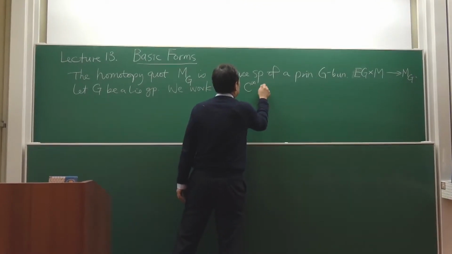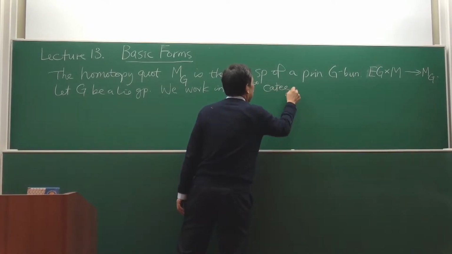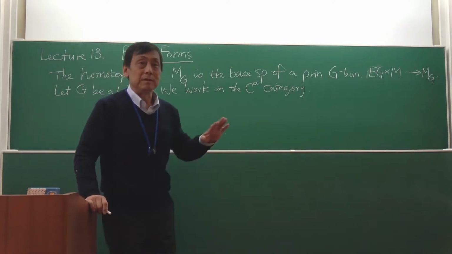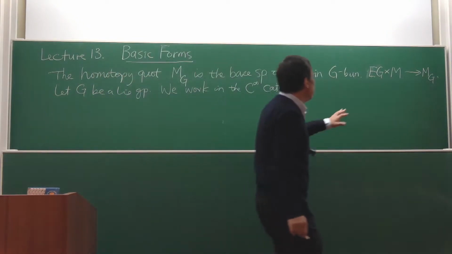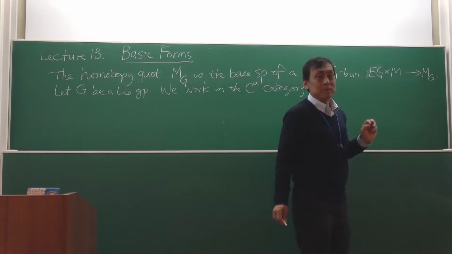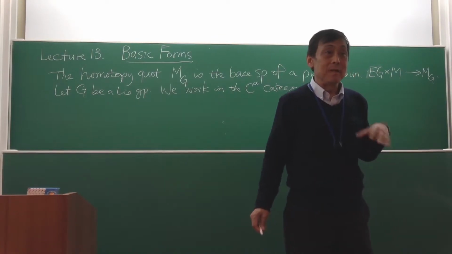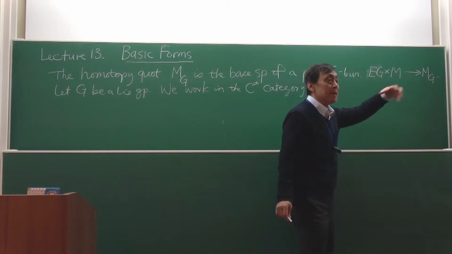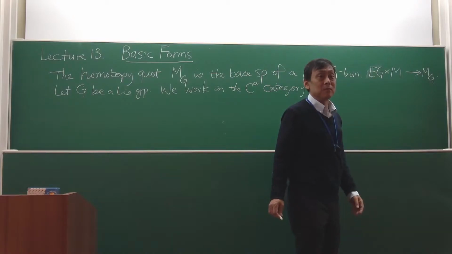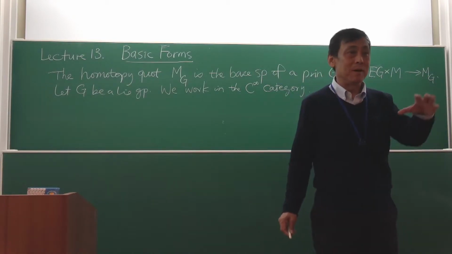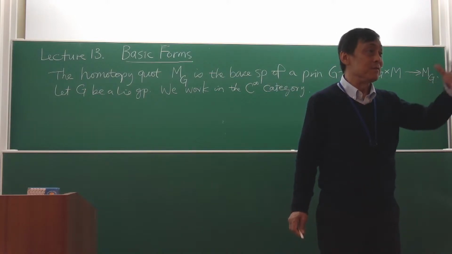C infinity category. Okay? Now, there's a little problem here because EG is infinite dimensional. So EG is not a manifold. It can be approximated by finite dimensional manifolds, like S infinity can be approximated by finite dimensional spheres. Okay?